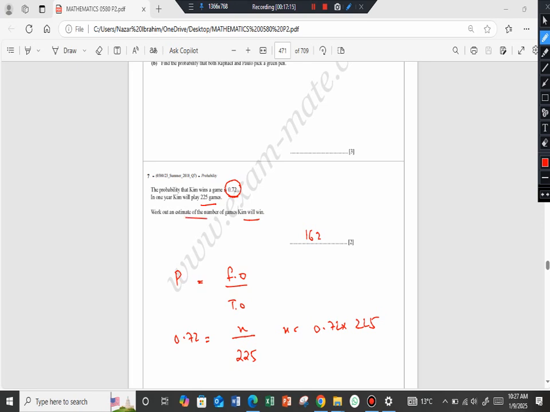Now what we have used over here is also called relative frequency, right? In the formula this remains almost the same, the values are placed like that only, but in relative frequency we are estimating a result based on events being done. Like he said that in 1 year Kim will play 225 games and the probability that he wins a game is 0.72. So this result is decided on some cases, right? That's why. Is it clear? Okay, let's move forward.